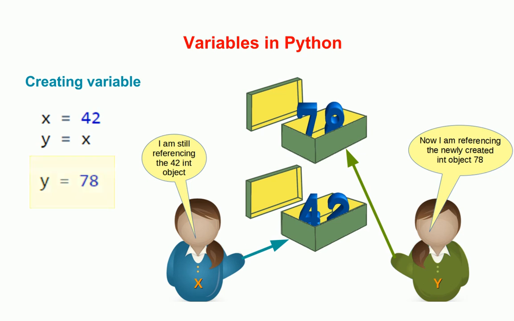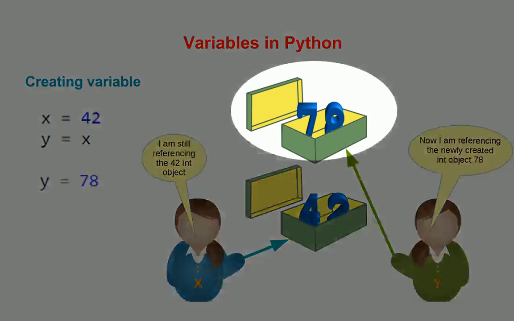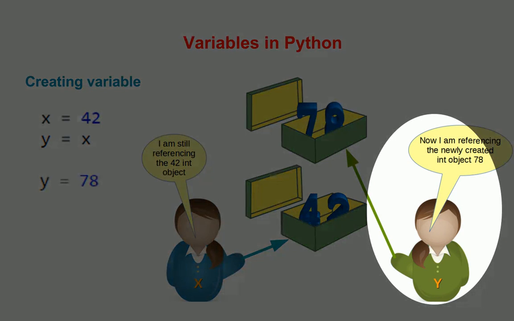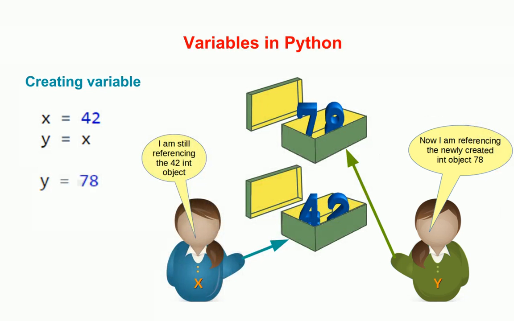What will happen when we execute y is equal to 78 after the previous code? Python will create a new integer object with the content 78, and then the variable y will reference this newly created object as shown in the picture.